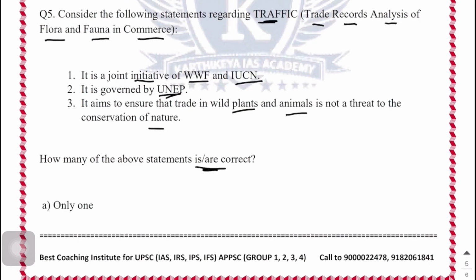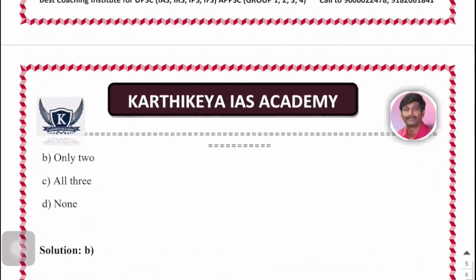In this question, statement 1 and statement 3 regarding TRAFFIC, the trade records analysis of flora and fauna, are correct, but there is something wrong with the second statement. The second statement says that it is governed by UNEP, but actually this is a non-governmental organization working globally on trade in wild animals and plants in the context of both biodiversity conservation and sustainable development. So the correct answer is B, as two statements are correct. B is the correct answer.